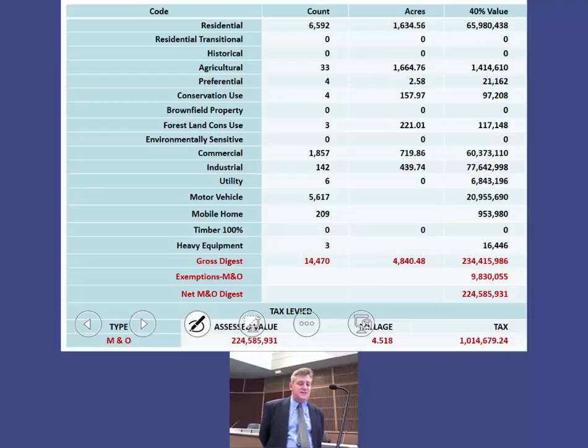So as you can see, this is a typical distribution. The bulk of the property that's subject to ad valorem tax in any tax jurisdiction is going to be residential, commercial, and industrial. So this consolidation sheet summary is a pretty good average of what you're going to see.